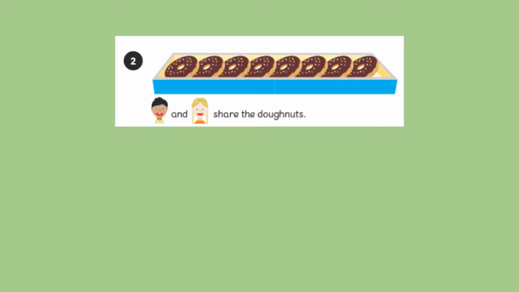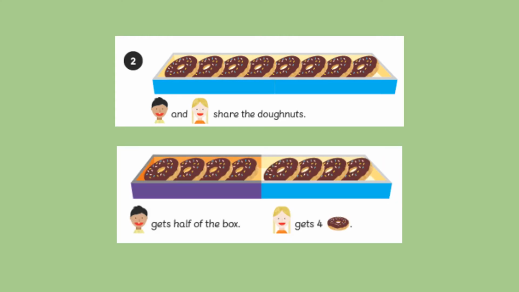Carrying on with our food theme, these 2 children want to share these very yummy looking donuts. There are 2 children, so that means we need to share these donuts into 2 groups. We have to share these donuts into halves. So altogether there are 8 donuts. If we share them into halves, the boy gets 4 donuts and the girl gets 4 donuts too.